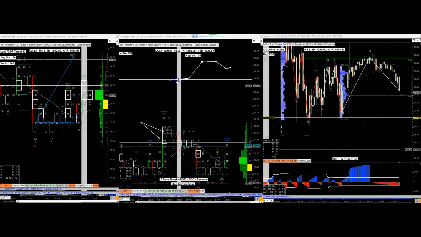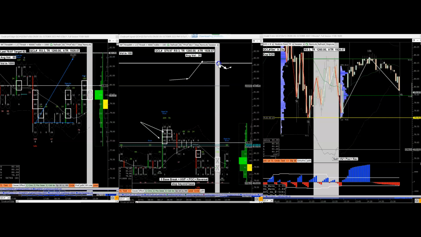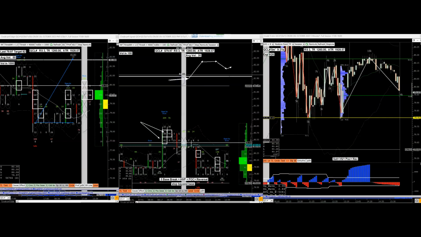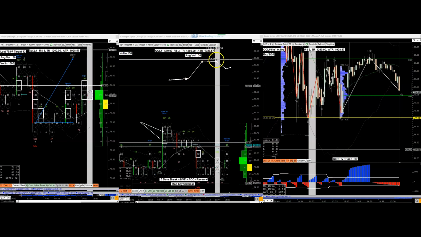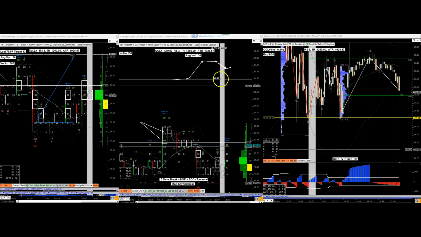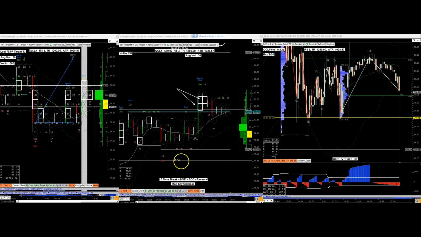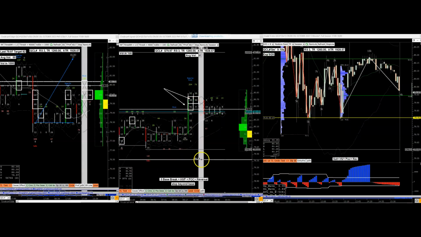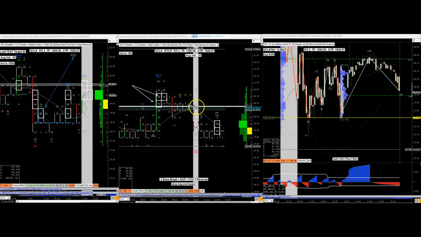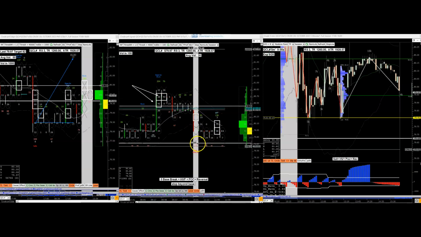you'll have accumulation at the low and distribution at the high. Accumulation to set up the up wave, and distribution to set up the rotation pullback. So that's what this is. This is the accumulation, that's the break, and then there's distribution, and there's the break. Now here's the thing.